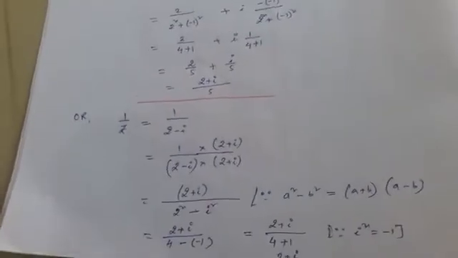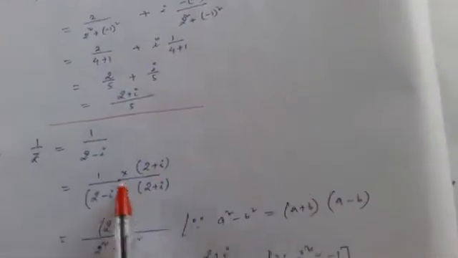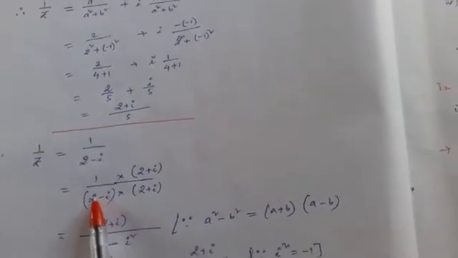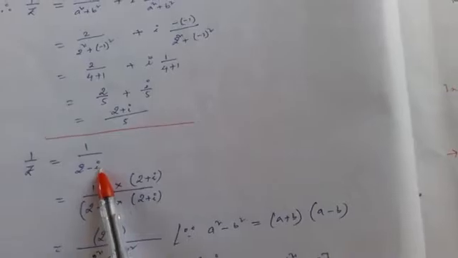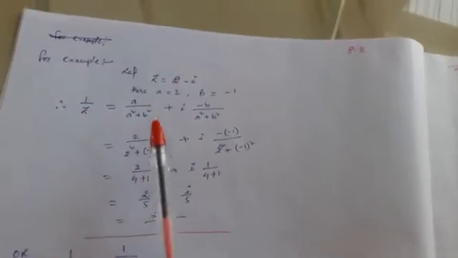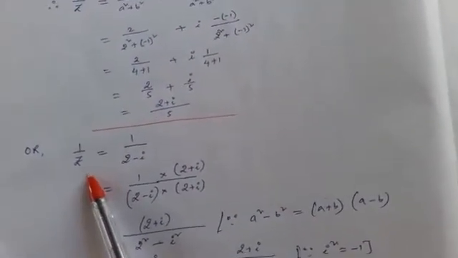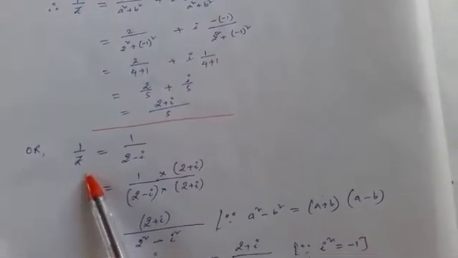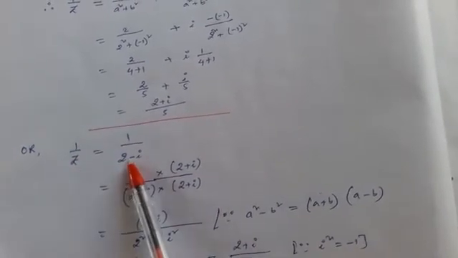Maybe you know this one, or if you forgot this formula, then you can simply calculate by using the reduction of the denominator. See, this is a complex number, z is equal to 2 minus i. Then the multiplicative inverse of the given complex number is 1 by z. What is the value of z? 2 minus i.